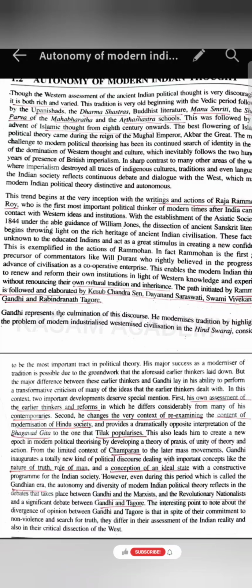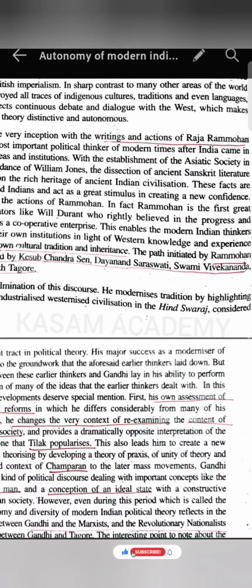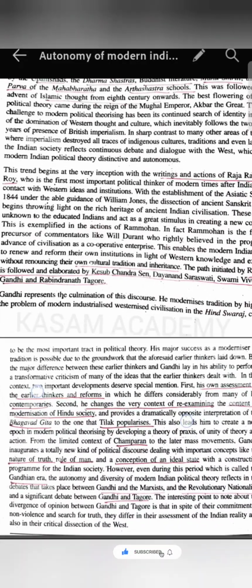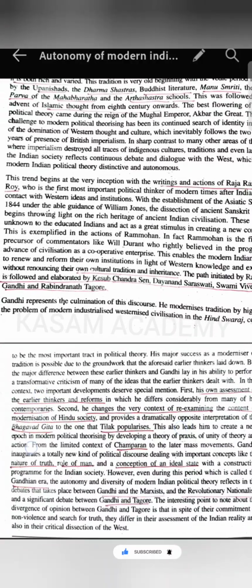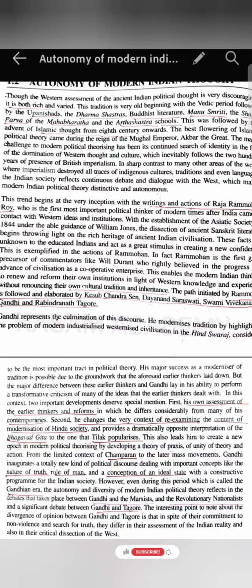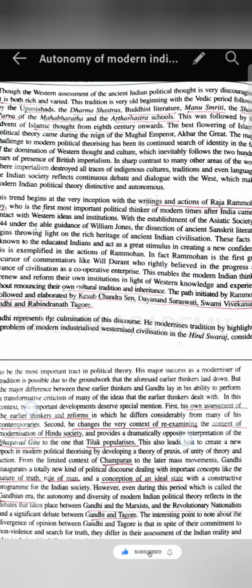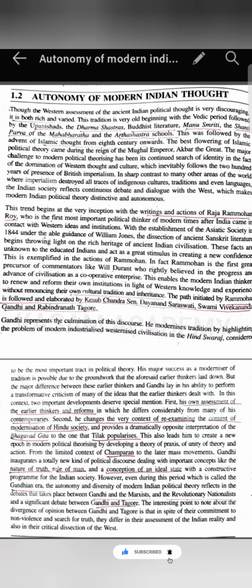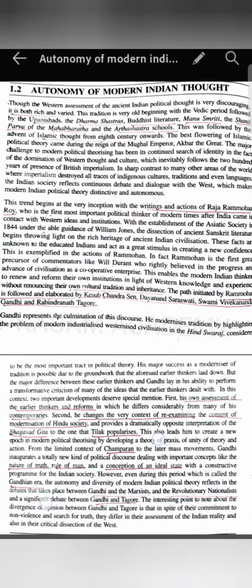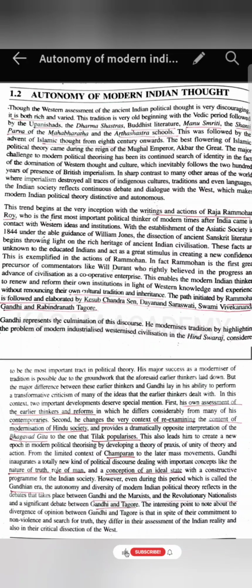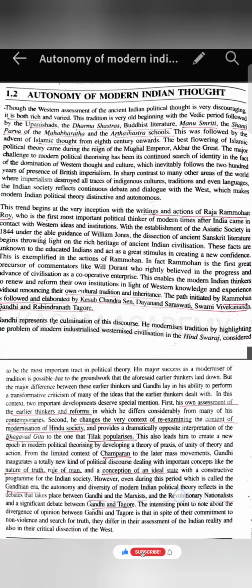But the major difference between these earlier thinkers and Gandhi lies in his ability to perform a transformative criticism of many of the ideas that these thinkers dealt with. In this context, two important developments deserve special mention. First, his own assessment of the earlier thinkers and reformers, in which he differs considerably from many of his contemporaries.